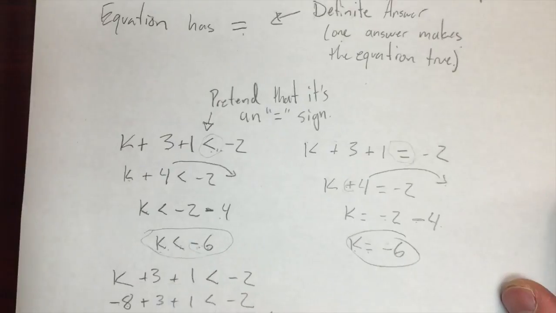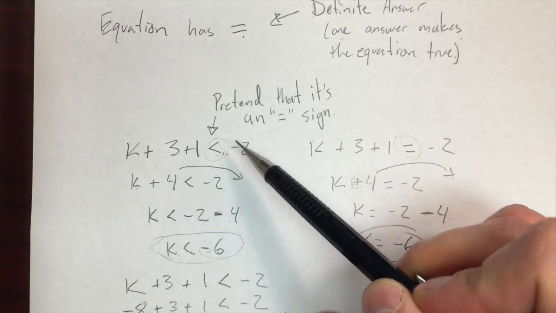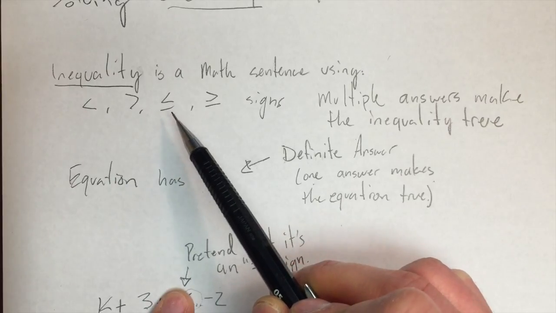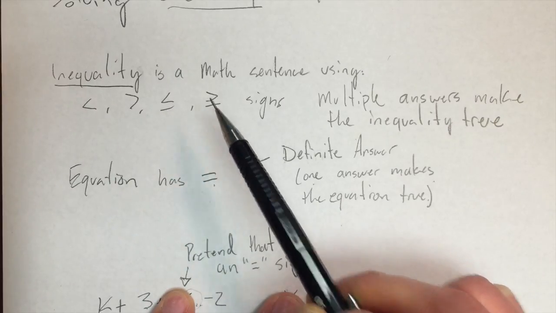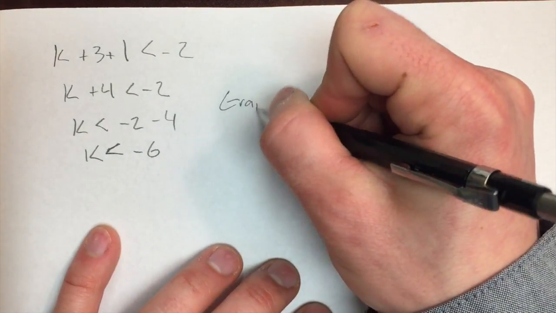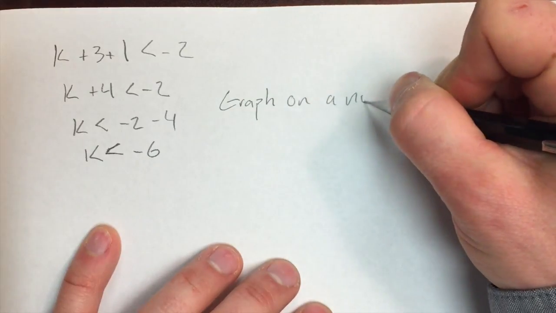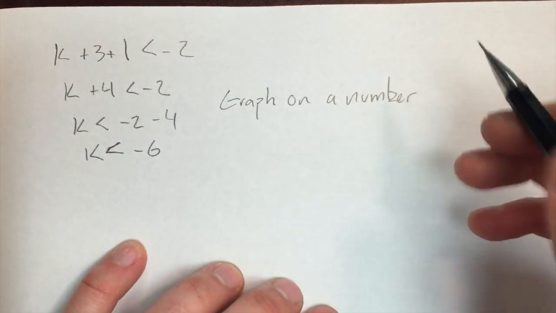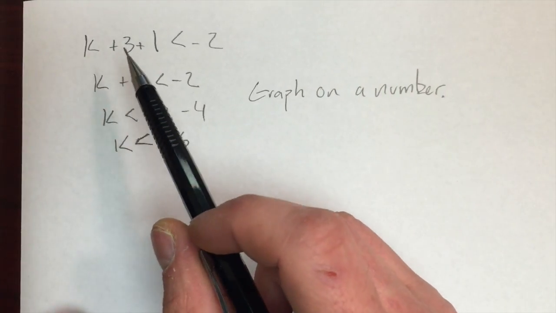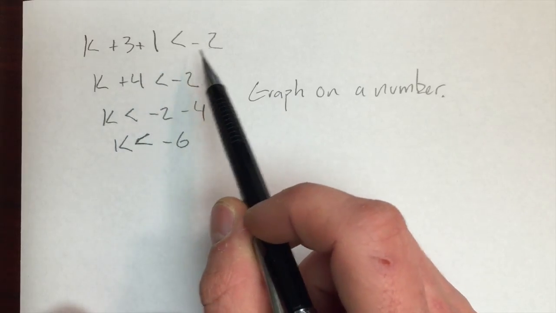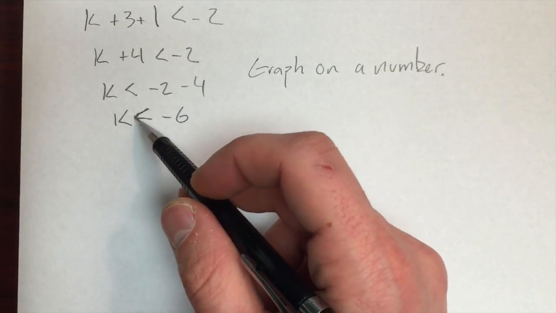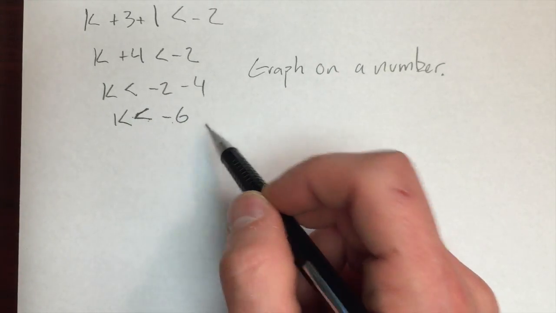Okay, now, again, the inequality has the less than, greater than, less than or equal to, and greater than or equal to signs. Okay, now we're going to graph this inequality on a number line. So we have the inequality k plus 3 plus 1 is less than negative 2, and I've solved it out, all right? We simplified, and we got k is less than negative 6.